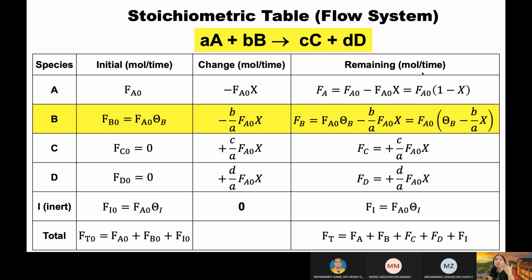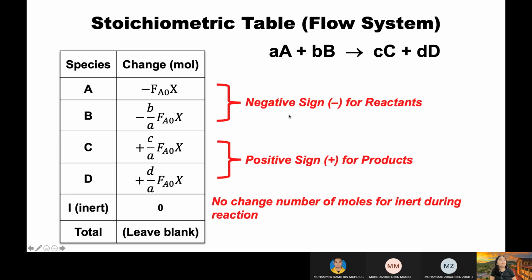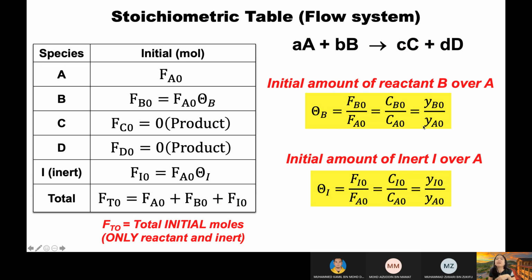Okay, so let me try to explain in a simpler way. So dia ada theta B. So apa tu theta B? So in a simple way, okay, saya tunjuk slide yang ke belakang. Dia ada terang, kita nak tengok tu theta B. Theta B ni dalam erti kata yang paling senang nak terangkan is the ratio, nisbah initial amount of B over initial amount of A. Nisbah asal bahan B terhadap asal bahan A.